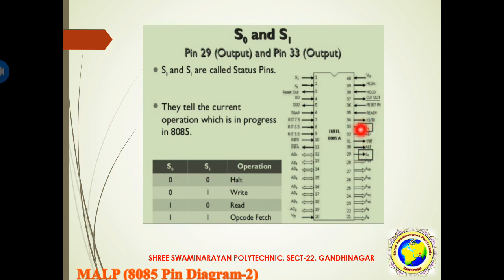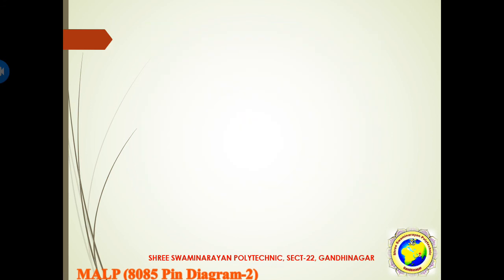It means this operation is called halt. If this one is 0 and this one is 1, it means a write operation is going on, and if this one is 1 and this one is 0, it means a read operation is going on. If both are 1, it means fetch the opcode data. So these are the operations in progress in the 8085, which will be the status. This is called the status pins.